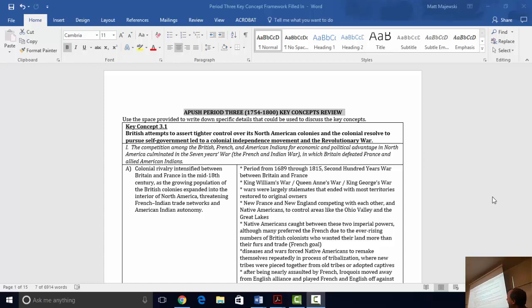So, if you remember, the Shawnee Confederation rises up against the United States government. President Washington has to send an army into the area. They win a decisive victory at the Battle of Fallen Timbers. They force the Indians to sign the Treaty of Greenville, where the Indians give up most of that Ohio River Valley land.